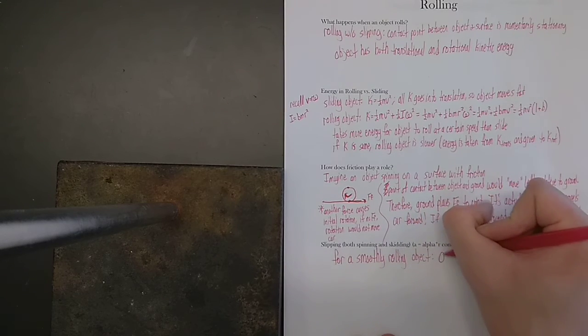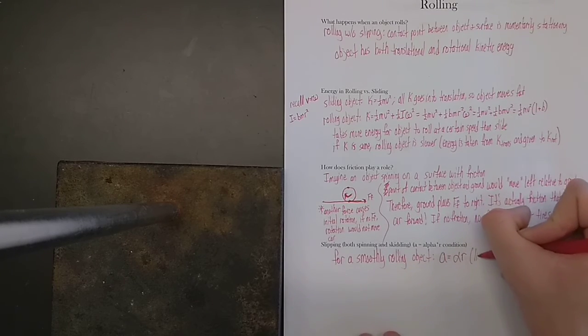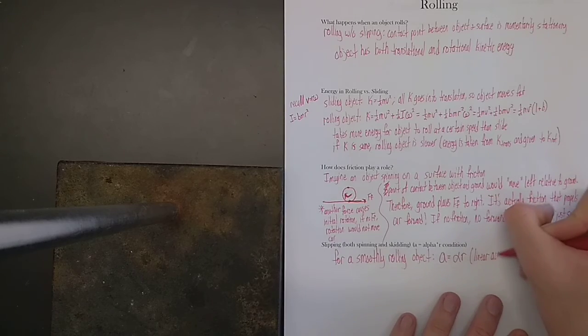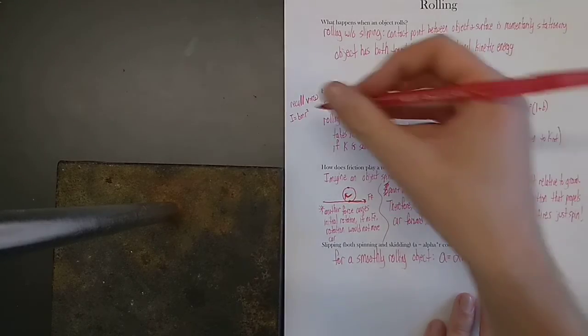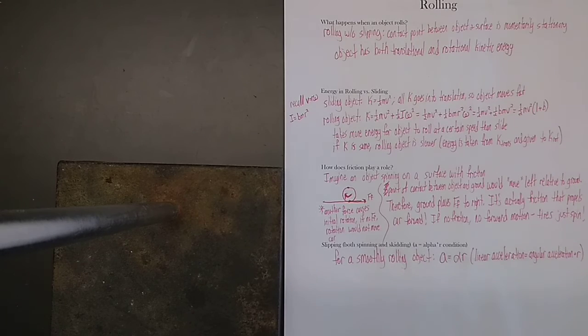you have this condition, a equals alpha R, or in other words, the linear acceleration, if there is one, and this I think applies to the speed relationship that we talked about earlier. The linear acceleration is equal to the angular acceleration multiplied by R. Now, that happens because of friction. All of rolling, that was the point of this first part, all of rolling happens because of friction. Without friction, there can be no rolling, okay?